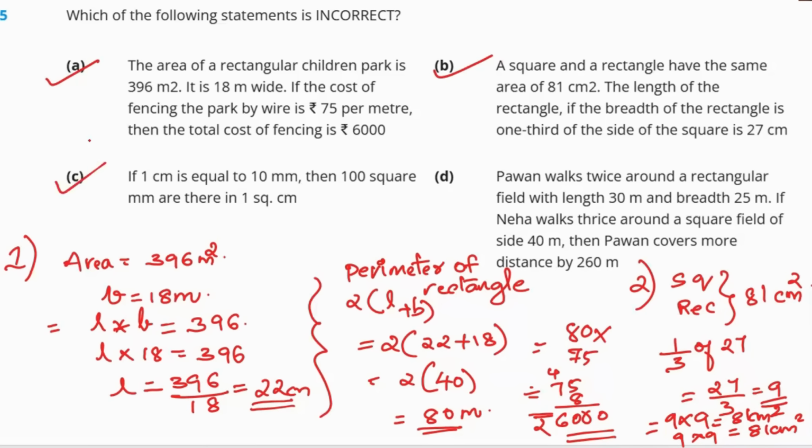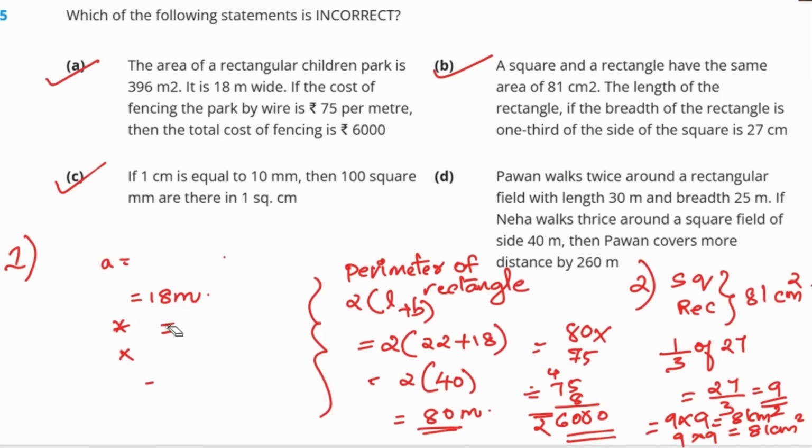Next one, Pawan walks twice around a rectangular field with length 30 meter and breadth 25 meter. If Neha walks thrice around a square field of side 40 meter, then Pawan covers more distance by 260 meter. So here, what we have to find out? We have to find out first the perimeter of this. First, we will find out the perimeter. Then we will see who ran more distance.